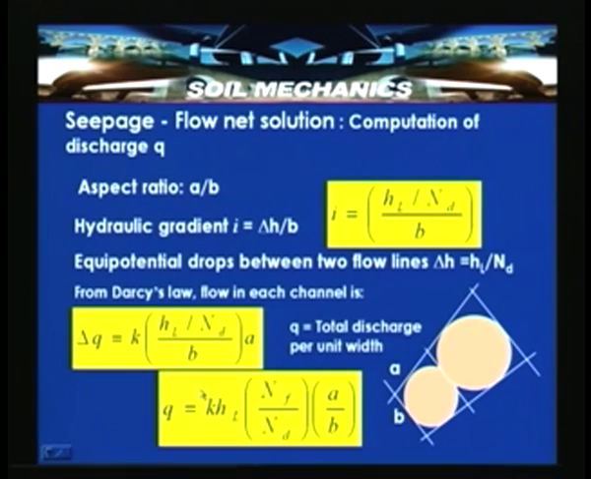Now, when you have a number of flow channels, if nf happens to be the total number of flow channels, what we are trying to do while computing the discharge is to determine it for one single channel, and then see what happens for nf channels, that is the total number of channels. So, we can get Q is equal to K HL into nf by nd into a by b.